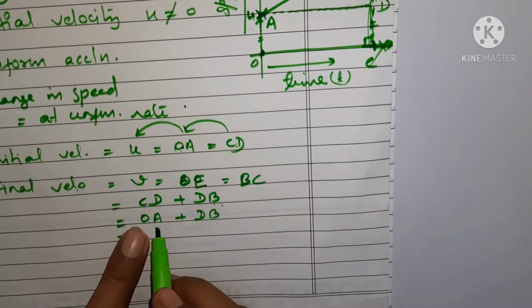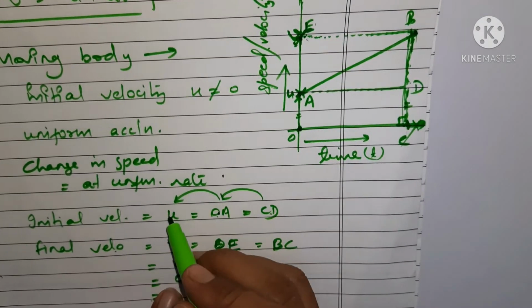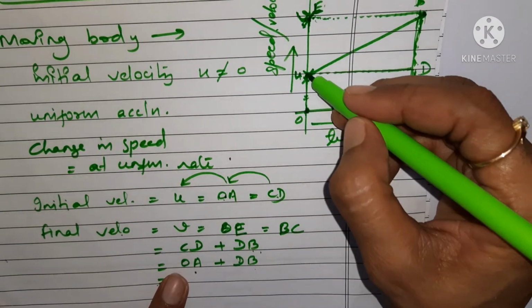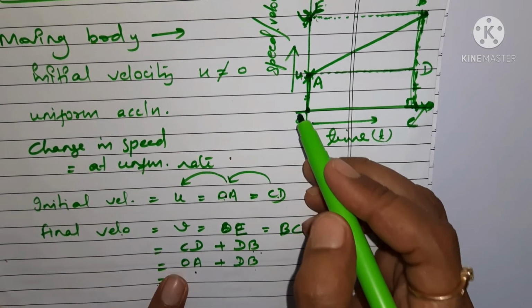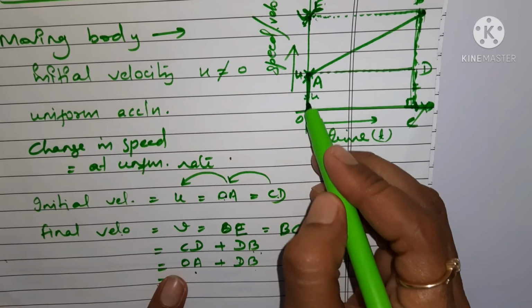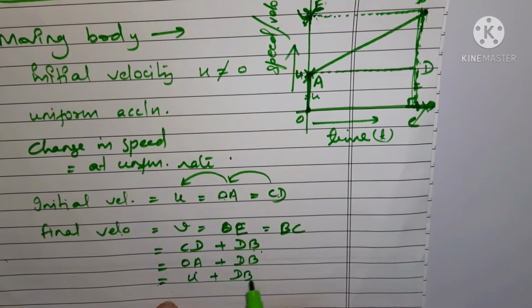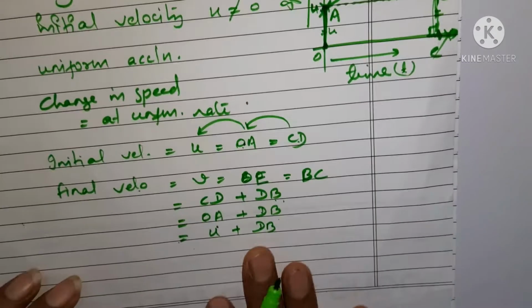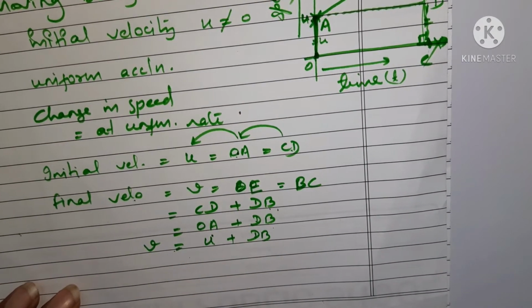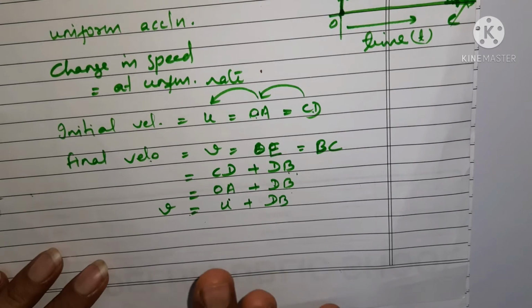Now instead of OA, in place of OA, we can write u. Why? Because this OA is giving you the value u, exactly u. So we can write it as u plus DB. This much understood? So this is equal to the final velocity v.